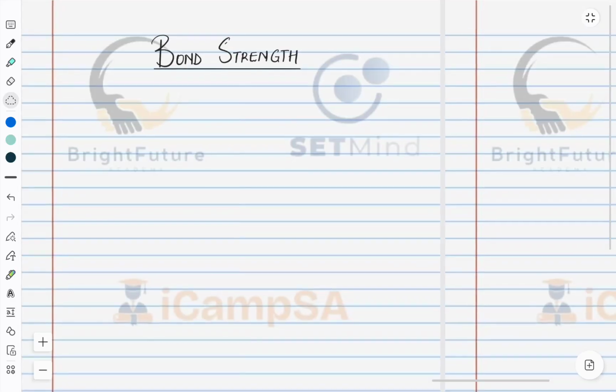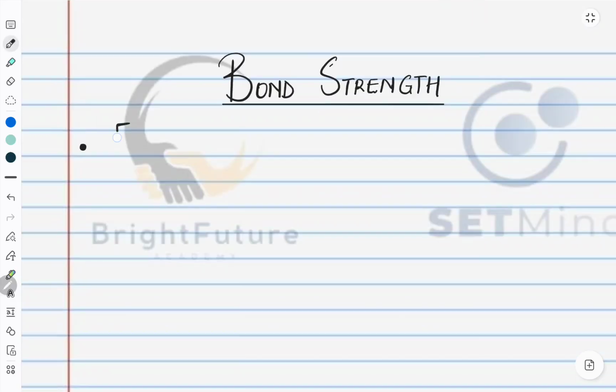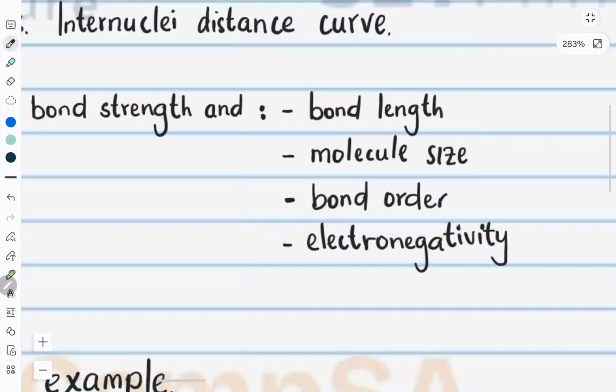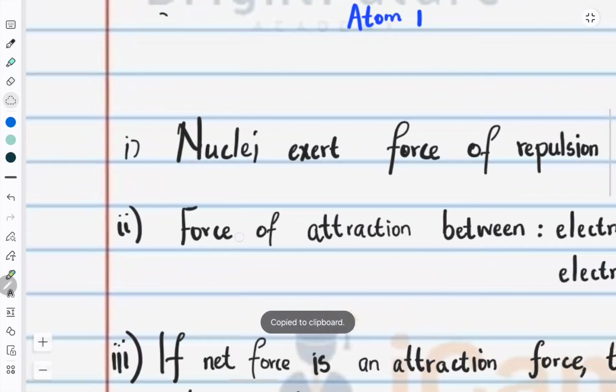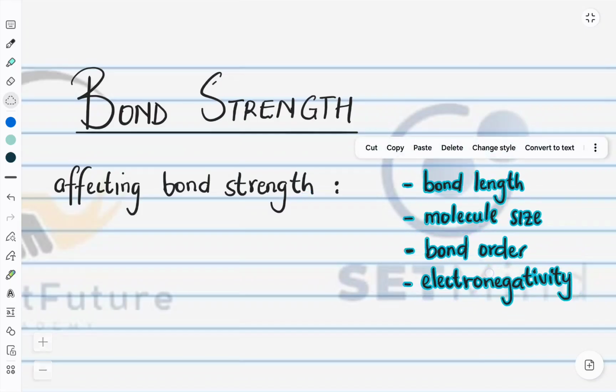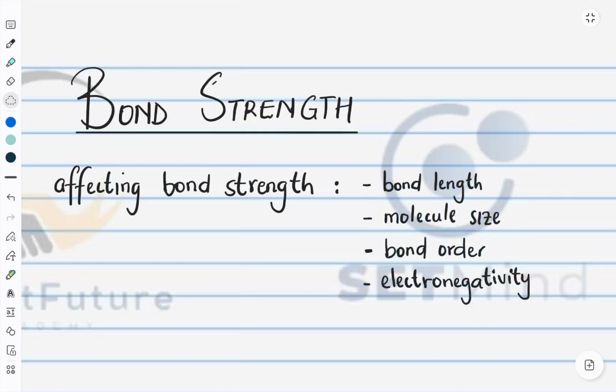All right, so the factors that affect bond strength. What are they? It's everything that I've listed here. We can just take these. These are all the factors that would likely affect your bond strength: the bond length, the molecule size, the bond order, and electronegativity.